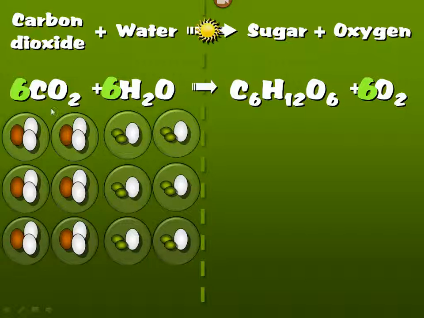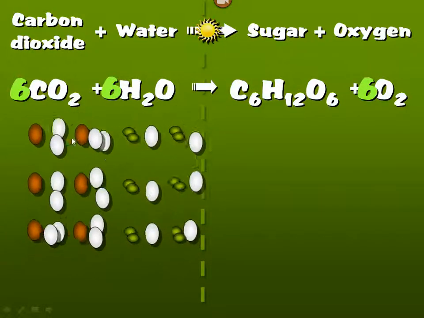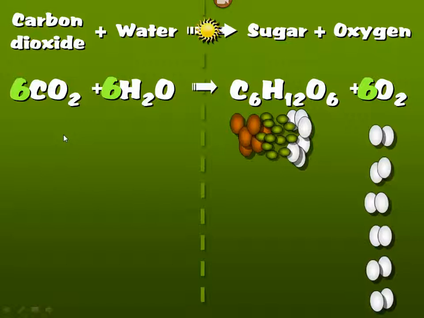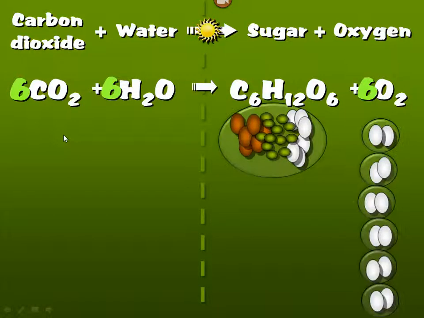inside the chloroplasts of a leaf in a plant, what happens is the bonds are broken and these atoms are rearranged and form new bonds to make new molecules. That's right, a new substance with new properties over here on the product side.